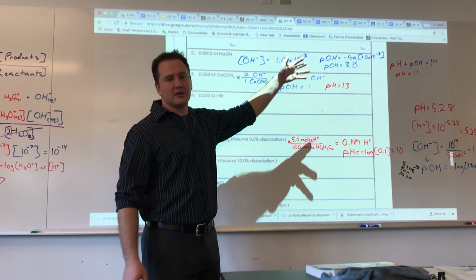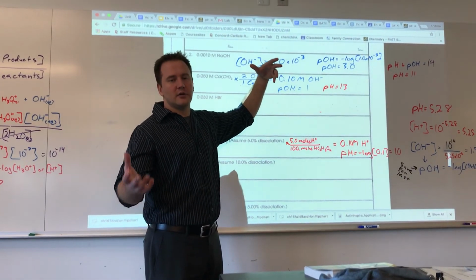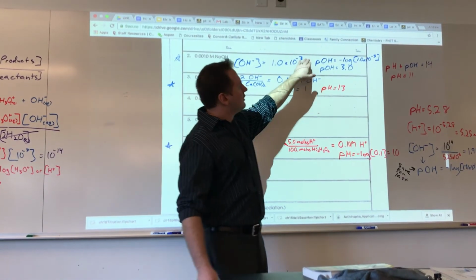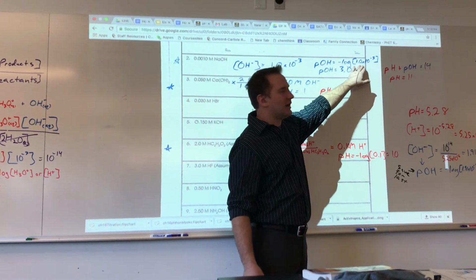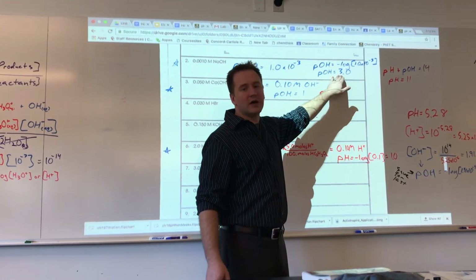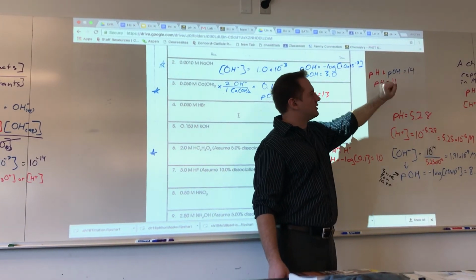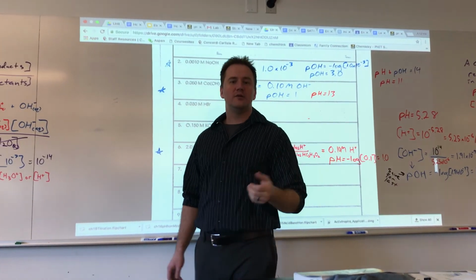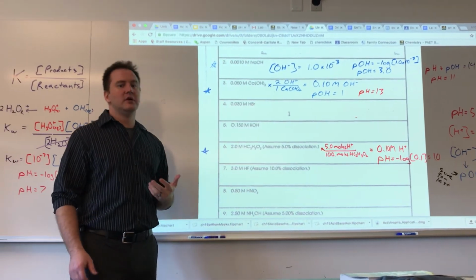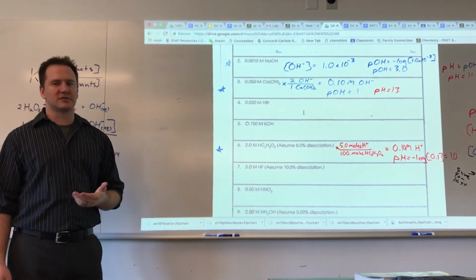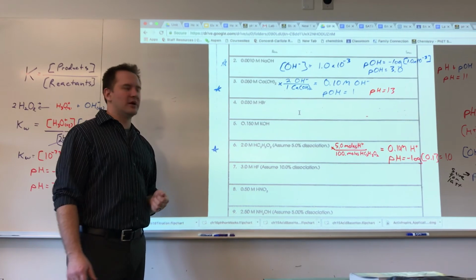So then to calculate the pH, we can get the pOH and then get the pH from that. So the pOH is the negative log of that concentration, which gives us a value of 3. Then, if we know that the pH and the pOH have to add up to 14, you get a pH value of 11, which makes sense because this would be a basic solution containing something like sodium hydroxide.